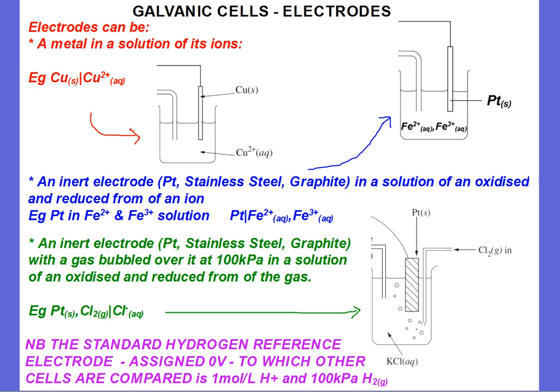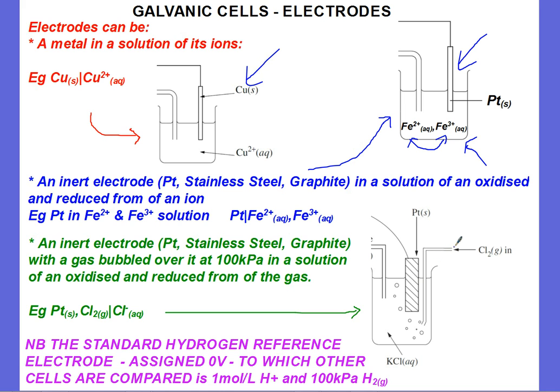Moving on to looking at the electrodes. I don't think you'll ever need to answer a question specifically about electrodes, but you need to be aware that there are different types of electrodes. First of all, the most common sort of electrode is a metal in a solution of metal ions. We saw that in the previous example. Sometimes, though, you have an inert electrode, such as platinum or stainless steel or graphite, sitting in a solution of two forms of a metal's ion, an oxidized form and a reduced form, and that means the redox reaction is going to take place between the ions. Either one's going to take electrons, or vice versa.